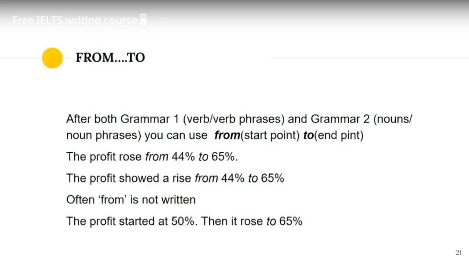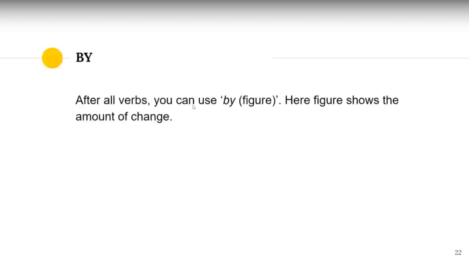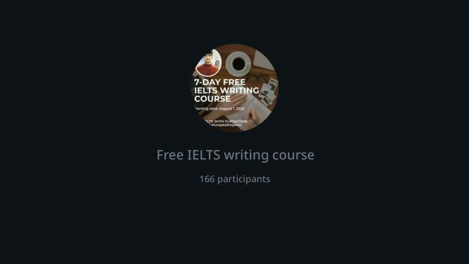Now let's move on to by. We use by when you talk about the amount of change, how much something changed. Let's look at this example. Let's say the profit rose from 50% to 65%. What is the difference between 50 and 65? 15%, yes, a 15% difference. So we can say the profit rose by 15%. It just shows the amount of change happening in something, okay? So it just describes the amount of change.